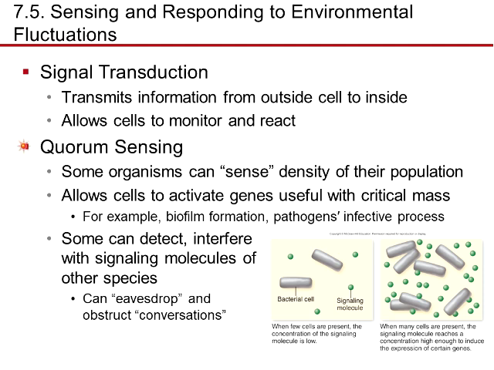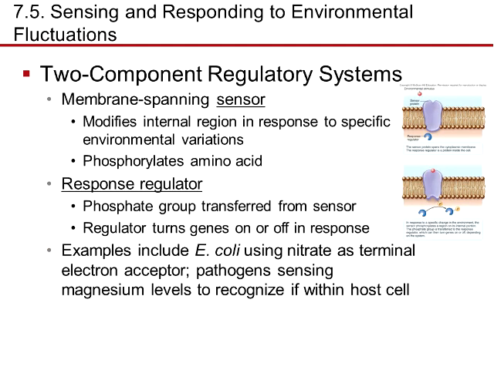With quorum sensing, some organisms can sense the density of their population, and they can see how many are around them. It allows cells to activate genes useful at critical mass. So basically, it's how to live within a spectrum where the nutrients may be decreasing and the waste products may be increasing. For example, biofilm formation occurs, the pathogens and infective processes may change, and some can detect and interfere with signaling molecules of other species. They can eavesdrop and obstruct conversations even. So that's just some of the interesting things that our prokaryotic friends can do.